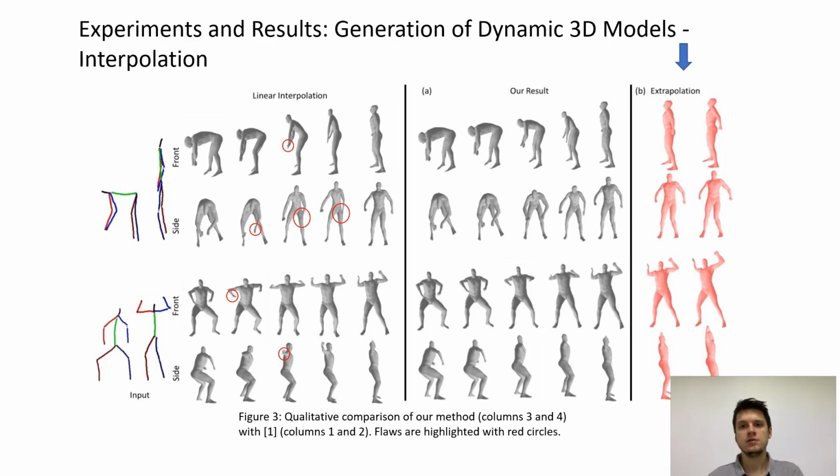We show our results for extrapolation in figure 3b. This figure shows that the learned interpolation vector between two 3D shapes contains meaningful information of movement in 3D.